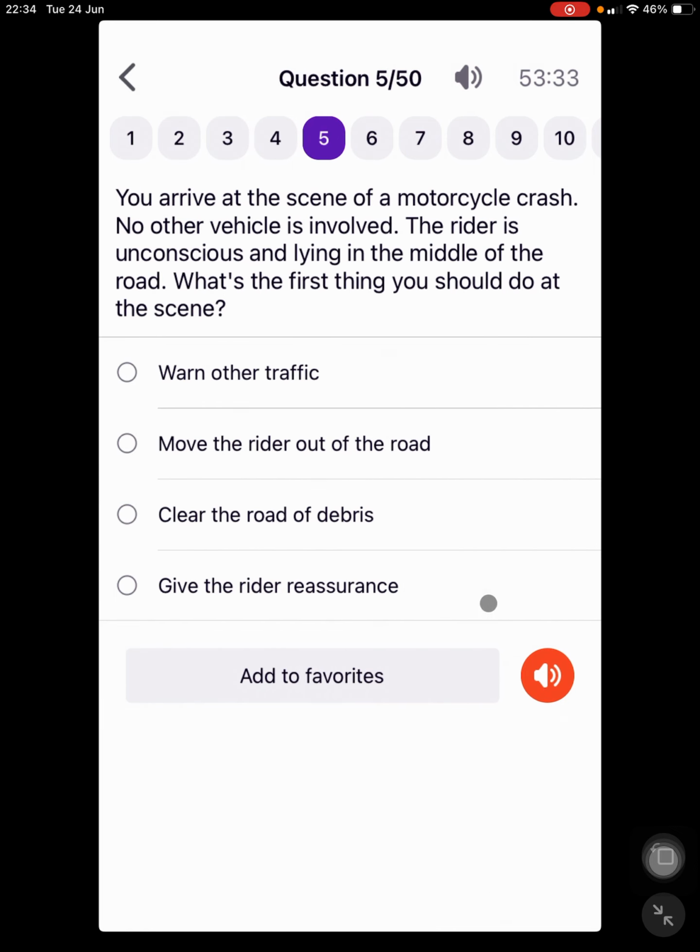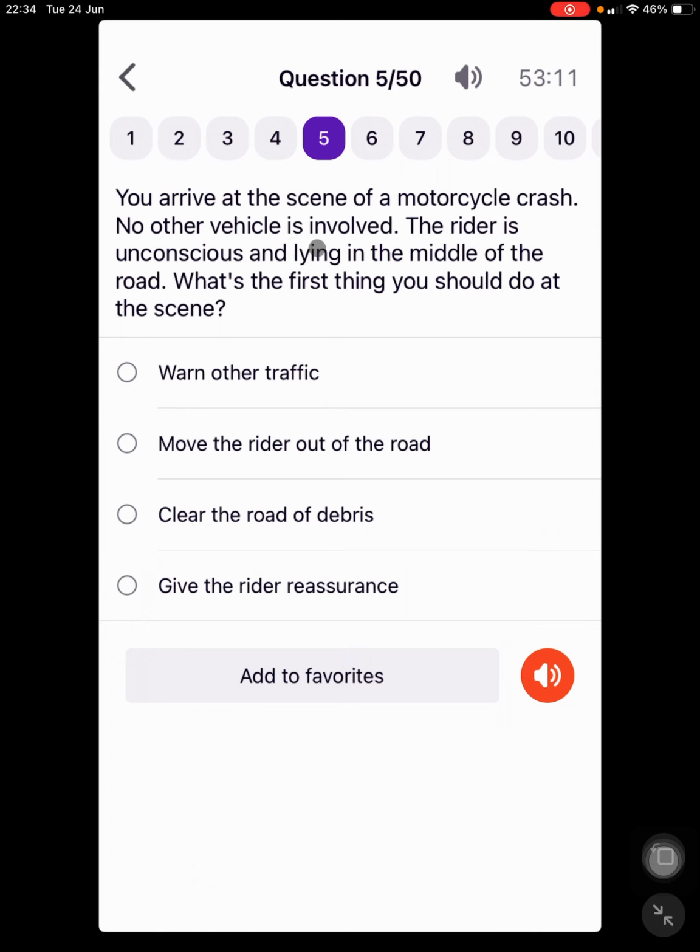You arrive at the scene of a motorcycle crash. No other vehicle is involved. The rider is unconscious and lying in the middle of the road. What's the first thing you should do at the scene? Warn other traffic. Move the rider out of the road. Clear the road of debris. Give the rider reassurance.